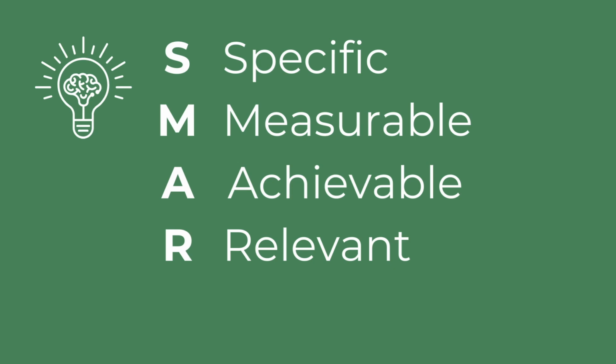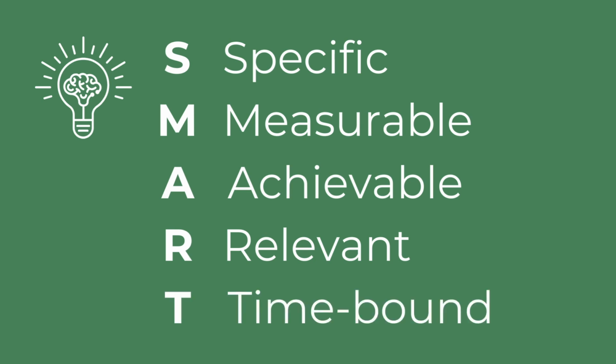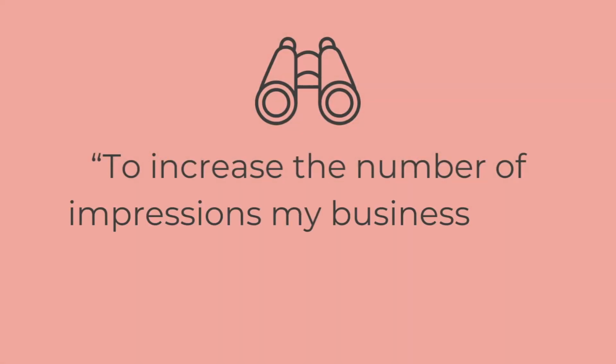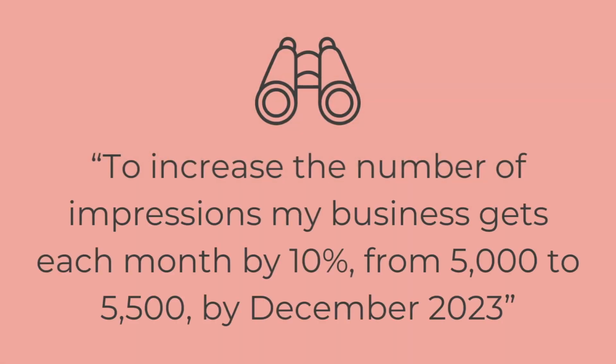For example, a good email open rate means nothing if people are not taking up the offer within your email. Time bound. You need to have a clear date on when you will achieve this objective by. An example of a good SMART marketing objective would be to increase the number of impressions my business gets from 5,000 to 5,500 by December 2023, an increase of 10%.